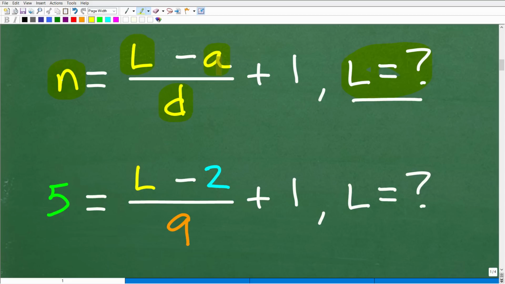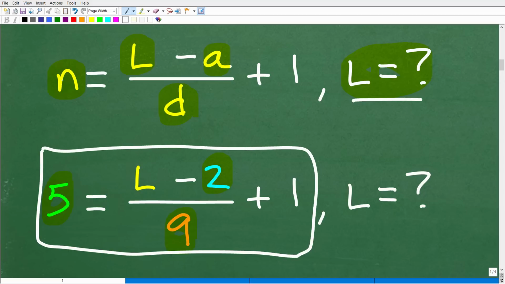Okay, so conceptually speaking, like L minus A, maybe we can just think of A as the number 2. It could be any number. We're just using easy numbers here. D, you could think of as maybe the number 9, and then N could be like 5. So this equation right here, we have to think about, all right, what would we have to do to solve this equation for L?